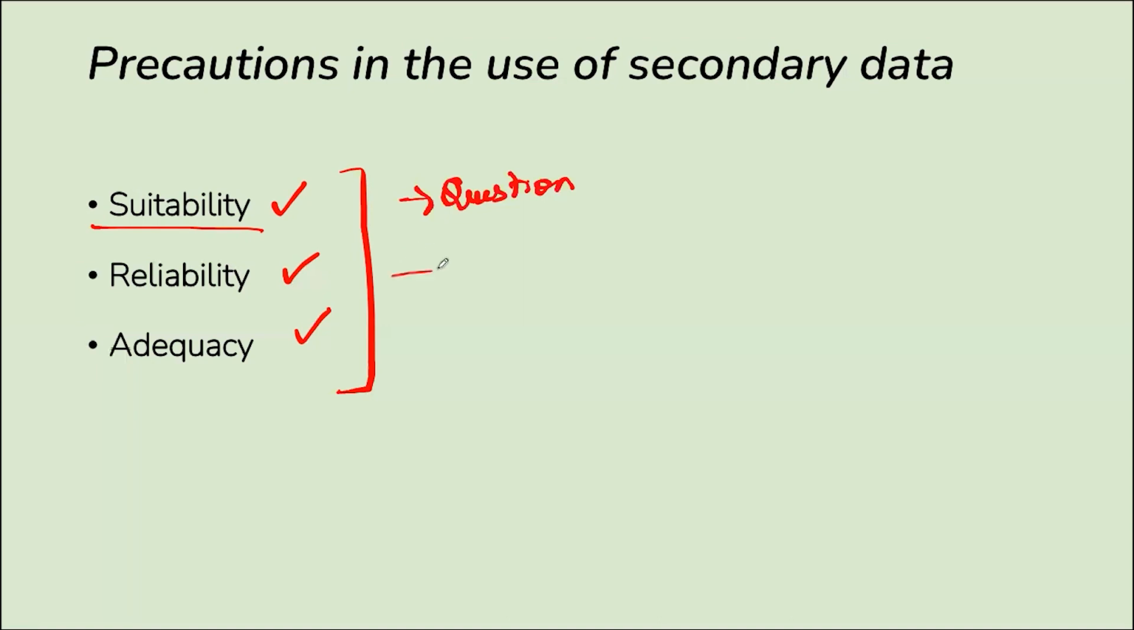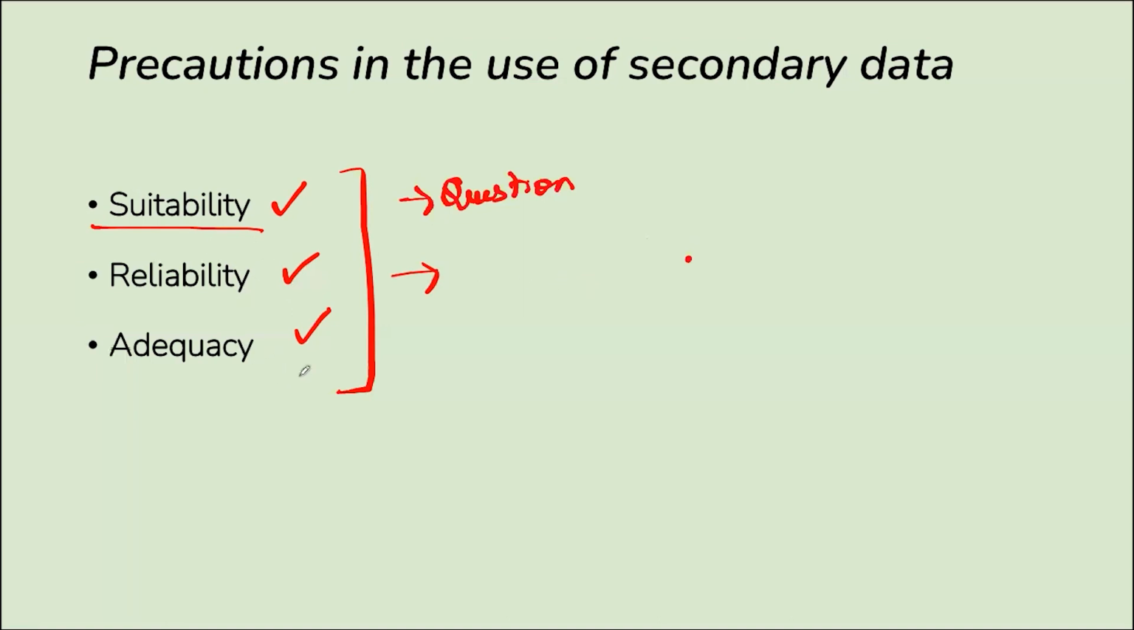Okay, so for checking the reliability, you can check whether the collecting agency is unbiased, whether it has a representative sample or not, and whether the data has been properly analyzed or not. So you have to check all these for reliability. Then third comes the adequacy.